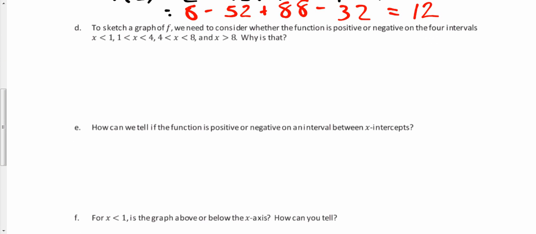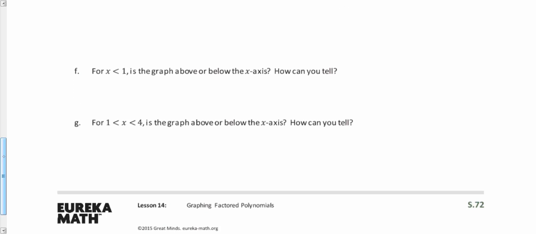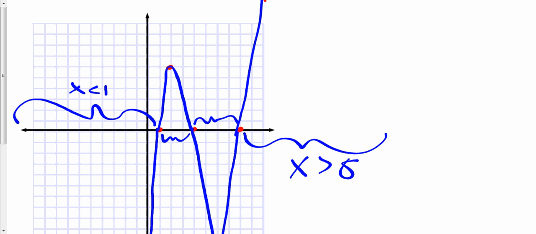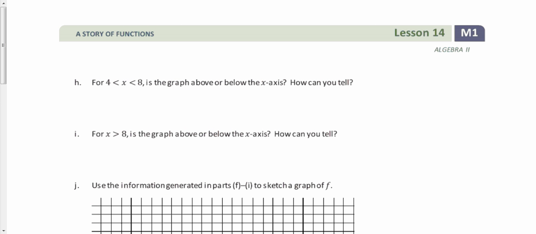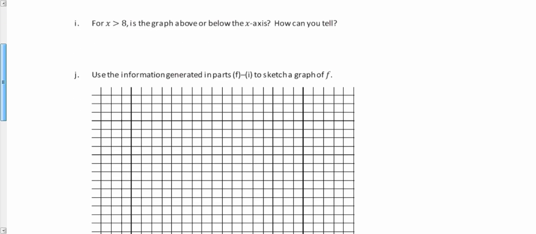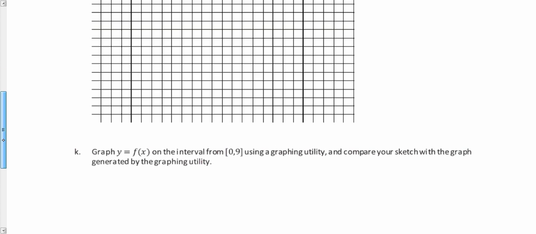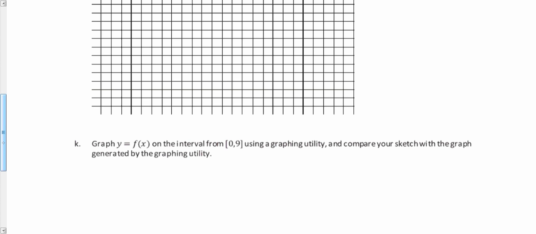How can we tell if the function is positive or negative on an interval between x-intercepts? We just did that, right? We plugged the value of x in between those intercepts, and we checked to see if it was positive or negative. That's all we did. And we answered all these questions. We got it right there. We did that already.